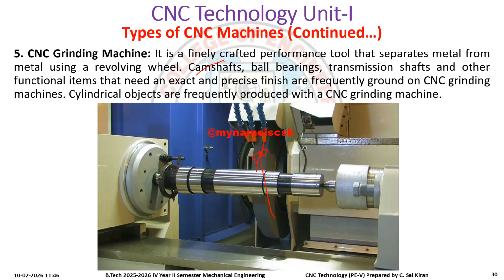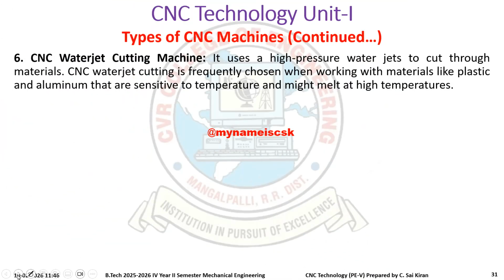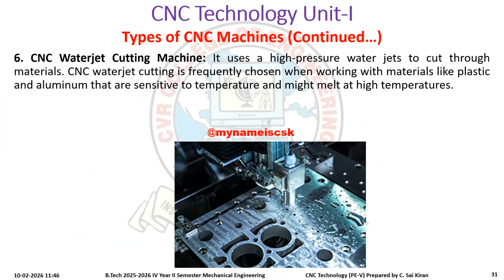It is applicable for camshafts, ball bearings, transmission shafts, etc. We'll get an exact and precise finish if we use this. Also, all cylindrical objects are frequently produced with CNC grinding machines, so that we get more accuracy. Next, the water jet machine.